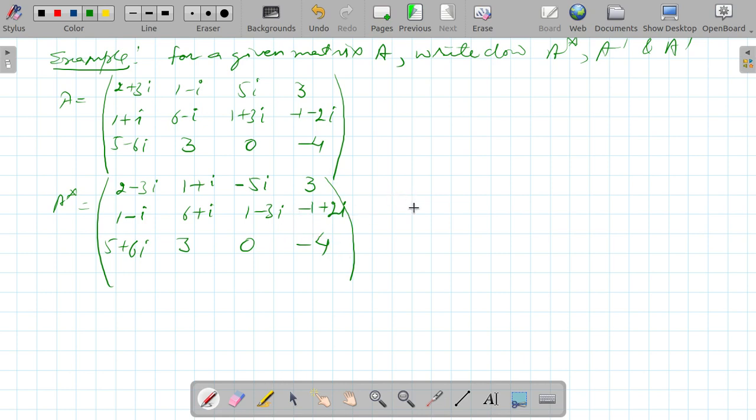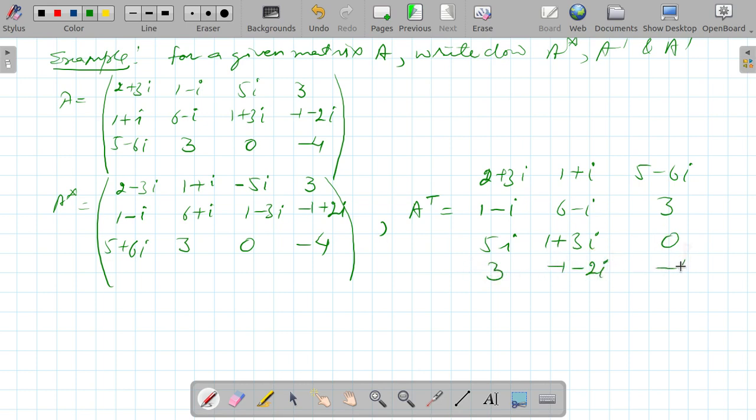Now I can also find out the transpose. So it is the transpose of this, which means 2 plus 3 iota, 1 plus iota, 5 minus 6 iota, and then it is 1 minus iota, 6 minus iota, 3, then 5 iota, 1 plus 3 iota, 0, it is 3, minus 1 minus 2 iota, minus 4.